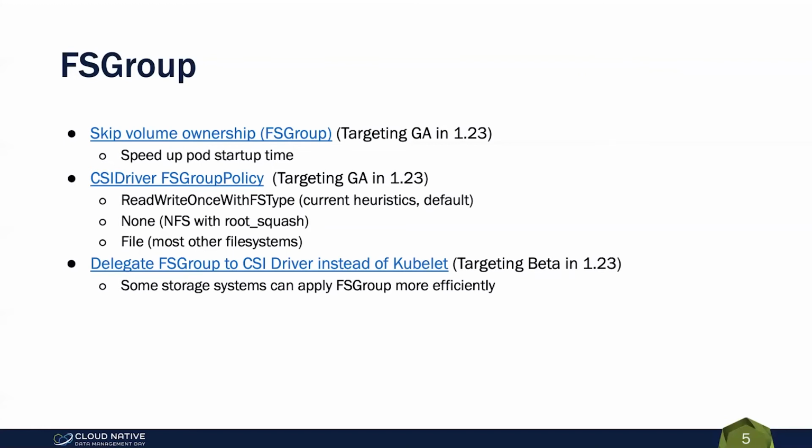The third one is delegate FSGroup to CSI driver. Some storage systems can apply FSGroup more efficiently by applying it to the whole volume, for example, as a mount option. So we introduced the feature in 1.22 to delegate FSGroup to CSI driver instead of kubelet. This is moving to beta in 1.23 release.